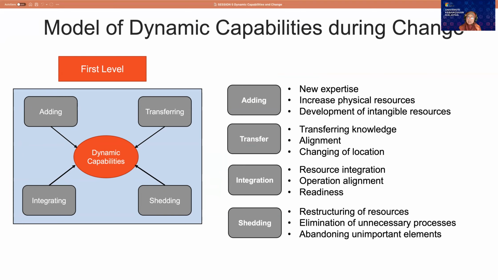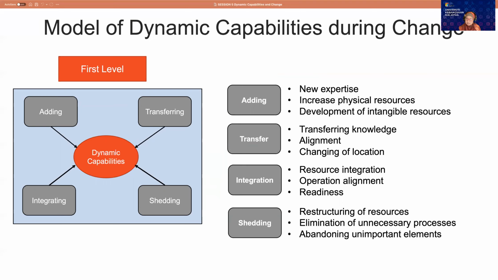Okay, and then integration. So you might also be required to do resource integration and also operation alignment, and also be ready for changes. All right, and resource integration and operation alignment are both essential in recombining and restructuring the resources. All right, and finally shedding.